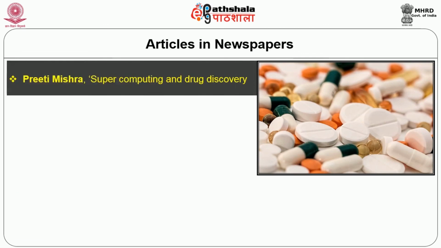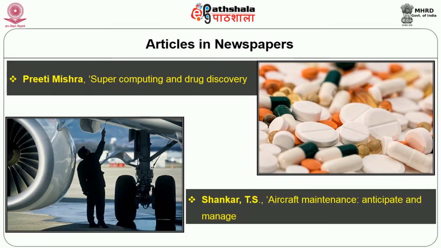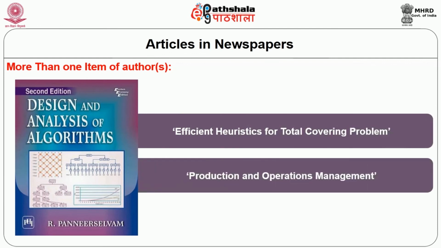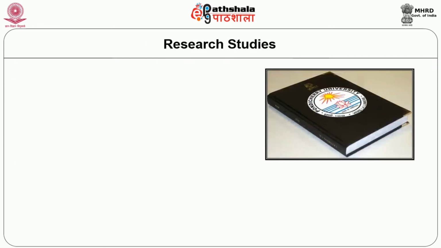Articles in newspapers. For articles in newspapers, first it must have the name, then the title, then the name of the newspaper, then volume, number, page, and then month and year. Some examples are given below. Suppose there is more than one author, in that case the references must be given like this: Panneerselvam, that is the name of the author, Efficient, that is the title of the article, and then volume, number, year, then page number.